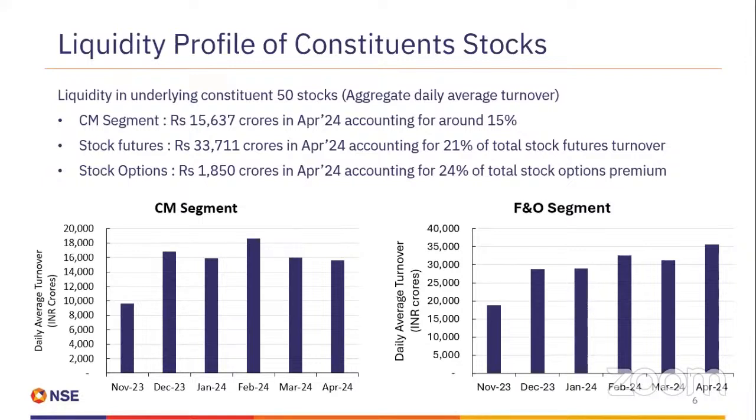Again, in stock options, in terms of premium turnover, the daily average is 1850 crores in April, which again is quite high. It's 24% of the entire stock options premium turnover in April. And in FNO, at least over the last 6 months, the trend has been increasing. So this shows the interest of the market participants in these constituent stocks, the underlying cash market as well as the underlying derivative market. So in both places these are liquid.